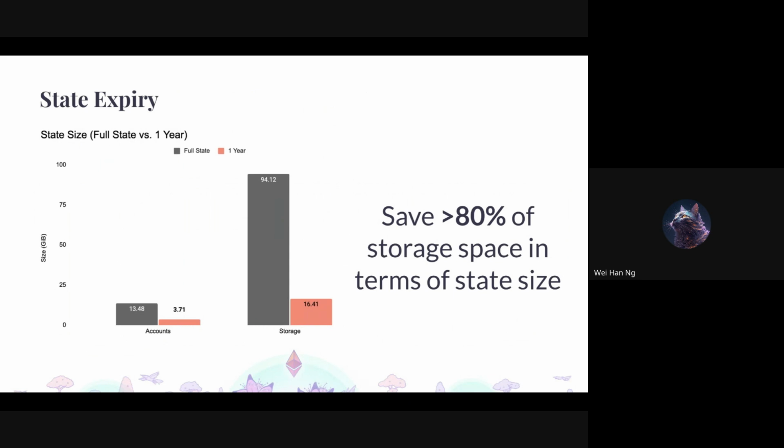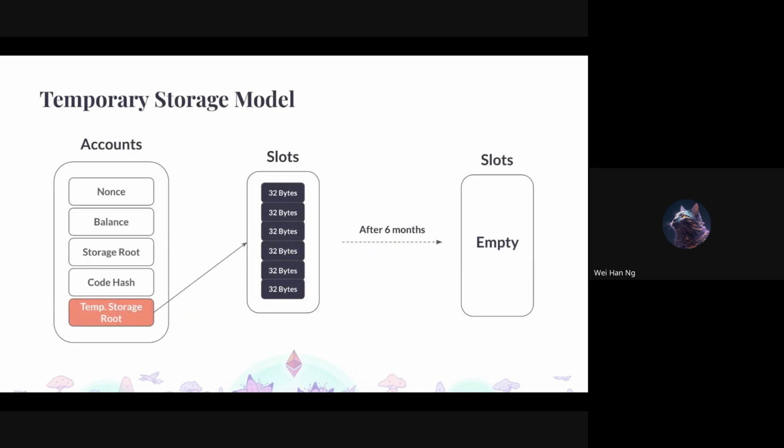So in the past SIG calls, I also did a simple benchmark on Geth, and we managed to show that we can save more than 80% of the storage space in terms of the state size in Geth. So I assume that would be the same case for Besu and Nethermind, but I'm not sure about Reth and Erigon.